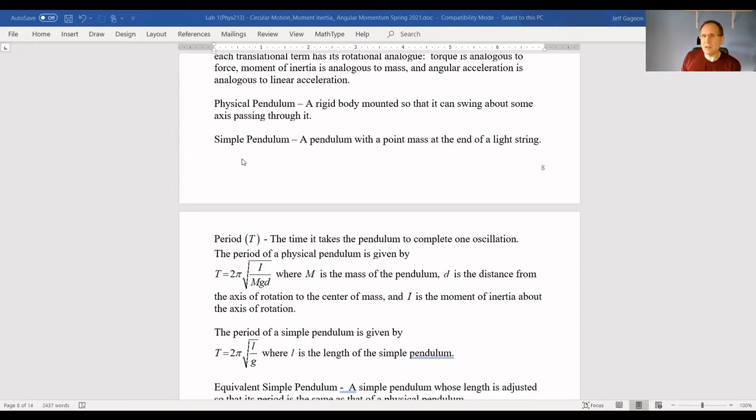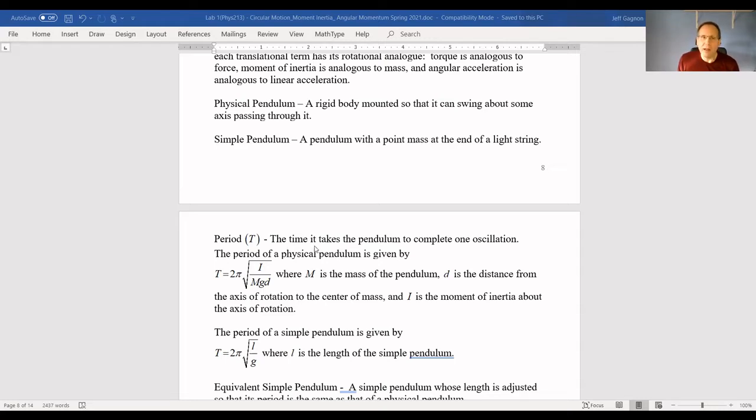A physical pendulum is just some rigid body, right? It can be any rigid body we want. In this lab, it'll be an aluminum stick. It could be like a baseball bat. It could be something that's just a solid object that hangs from some rotation point, and it can oscillate back and forth about that rotation point. The period is the time it takes the pendulum to complete one oscillation.